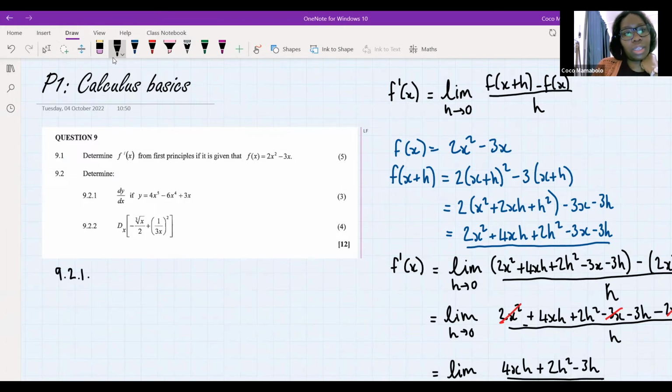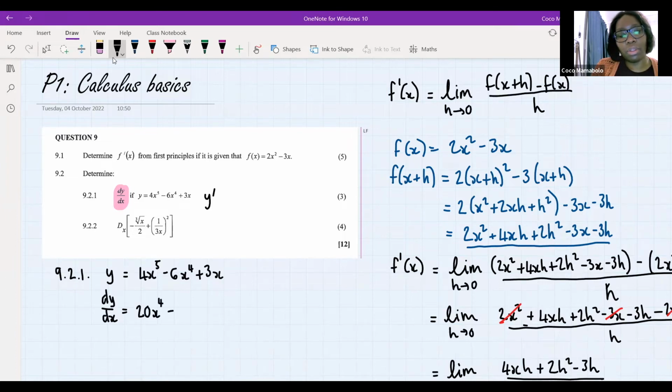9.2.1. Okay, if I've got y is equal to 4x to the power 5 minus 6x to the power 4 plus 3x, then remember, guys, the notation is very important. They've asked us to use dy dx, so we can't now decide that we want to use y prime. We must use dy dx because that's what they've asked us for. Okay, so we've got dy dx is equal to 20x to the power 4 minus 24x cubed plus 3. I hope everybody's getting the same answer I'm getting.